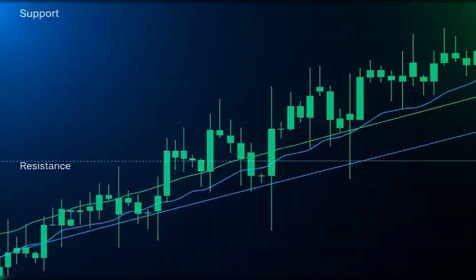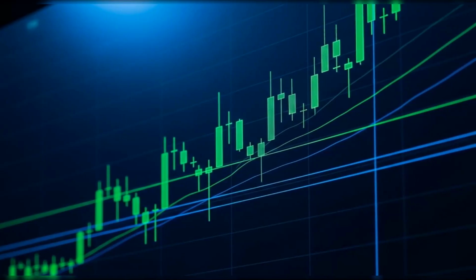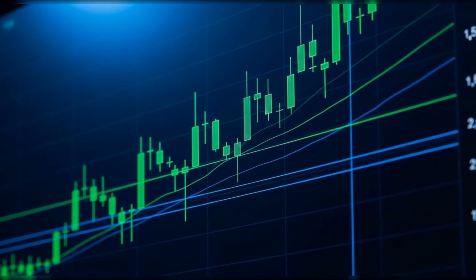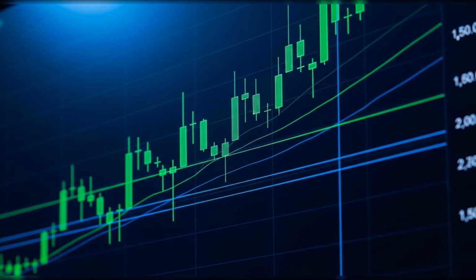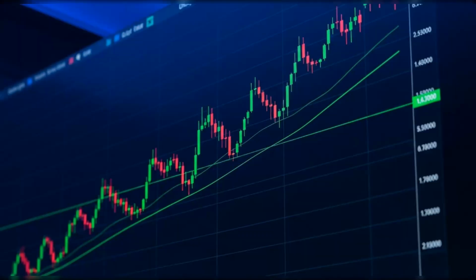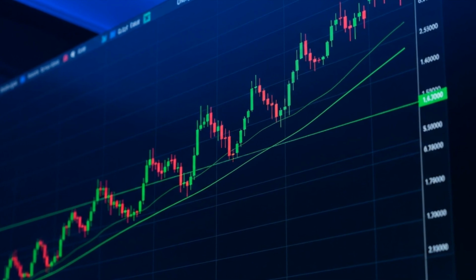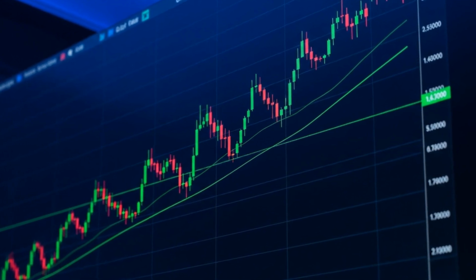If you're just starting, use the daily chart. 1 candle equals 1 day. This filters out most of the noise. Look at the last 3 to 6 months. Identify 1 clear support level and 1 clear resistance level. That's your range. When price is near support, risk is lower. When it's near resistance, risk is higher.